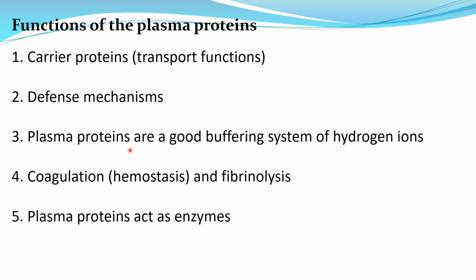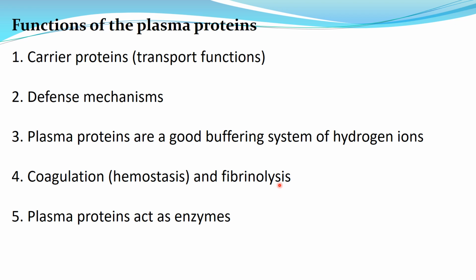Plasma proteins are a good buffering system of hydrogen ions. So when there is an accumulation of carbon dioxide within the circulatory system, the level of hydrogen ion might increase, and because of the presence of the proteins in the plasma, it can neutralize the high level of hydrogen, and so it can act as a buffering system.